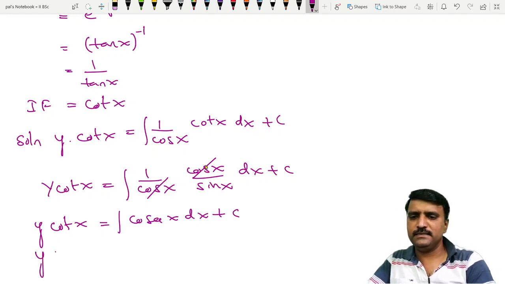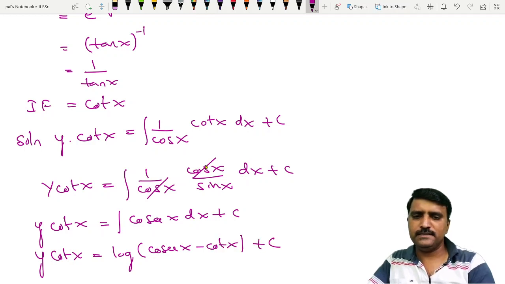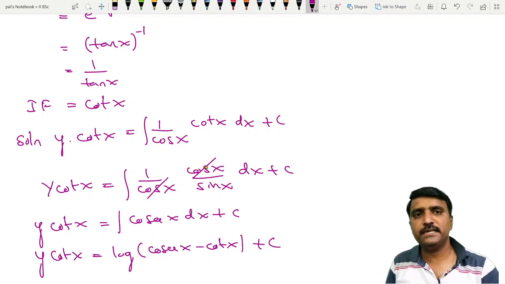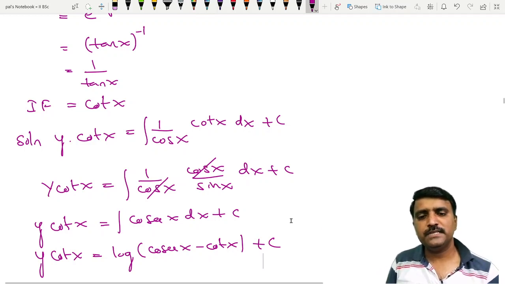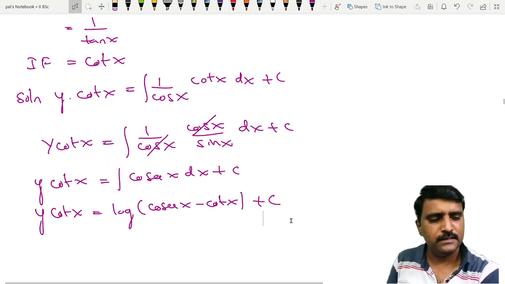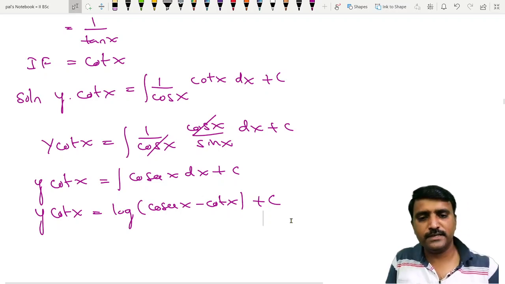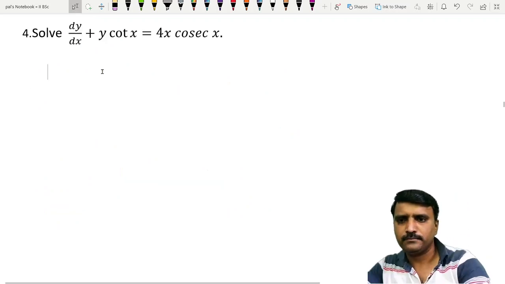So that is y cot x is equal to log of cosecant x minus cot x plus c, because integration of cosecant x is log of cosecant x minus cot x. Log of cosecant x minus cot x plus c.